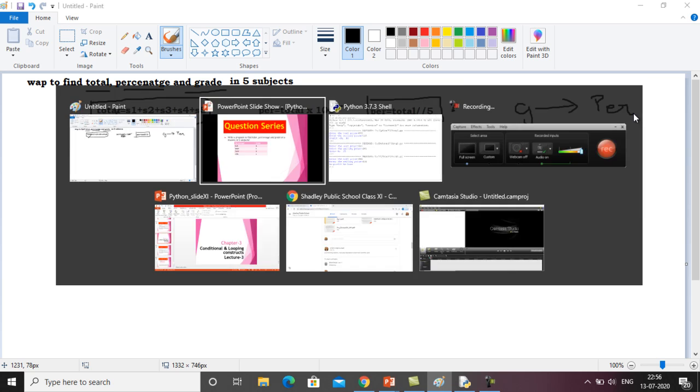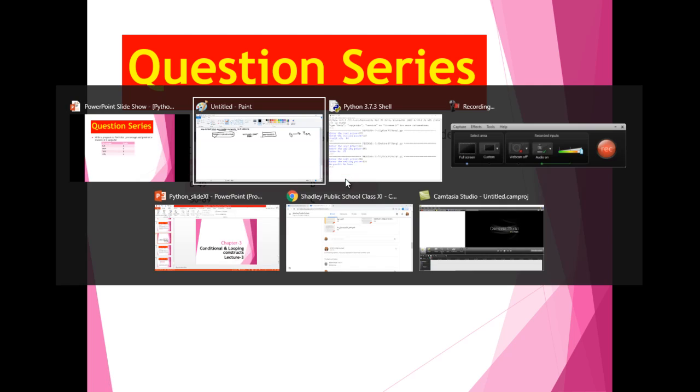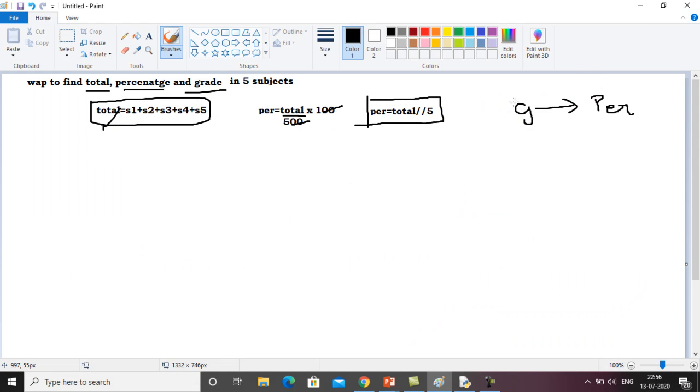Now you can see in this question, we have to find the grade, but grade depends on the percentage, because on the basis of the percentage we are assigning grades. So the grade that is denoted by G basically depends on the percentage. So this is our aim.